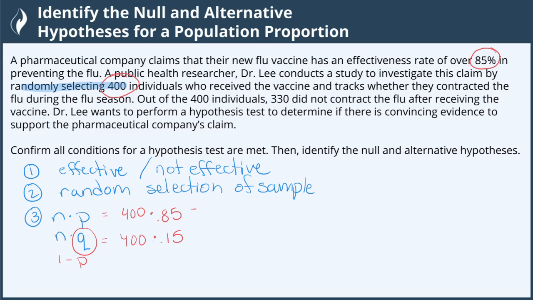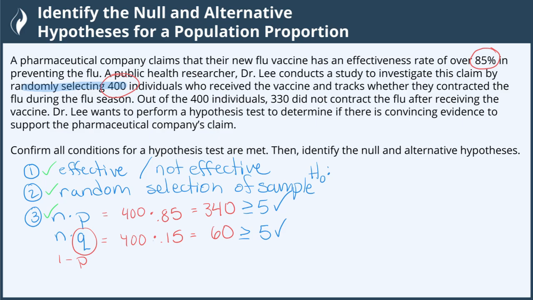And then we will multiply these in our calculator. 400 times 0.85 is 340, and 400 times 0.15 is 60. And the condition that must be met is that these must be greater than or equal to 5. And in both cases, they are. 340 is greater than 5, and 60 is also greater than 5. This means that we have met all three conditions for a hypothesis test. So we can go back and identify the null and alternative hypotheses.